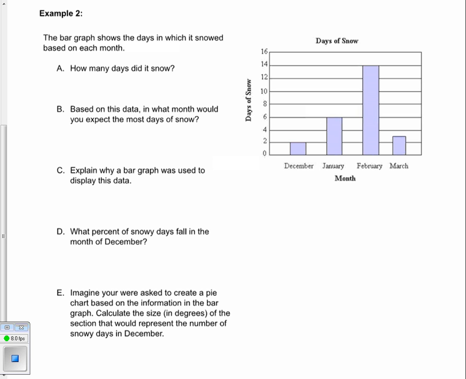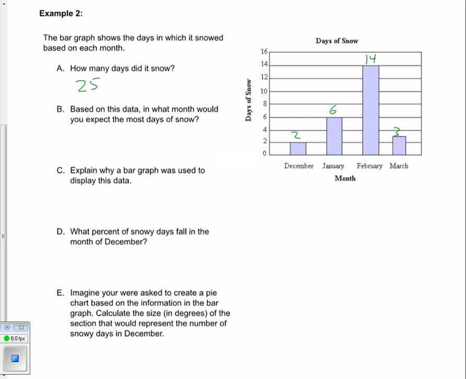So in January we have 2 snow days, February it's 6 snow days, February is 14, and March is 3. If I add those numbers together, 2 plus 6 plus 14 plus 3, that gives me 25. So there are 25 snow days in that particular winter.